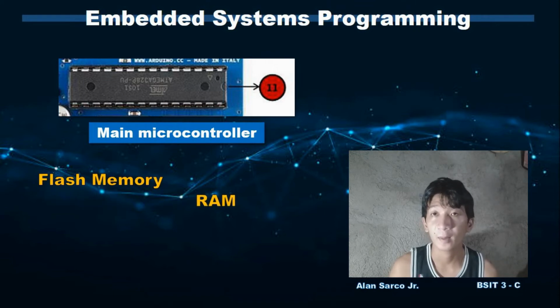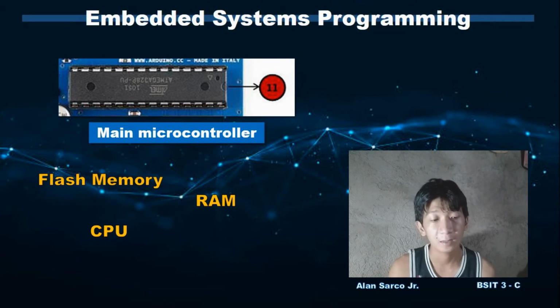Next, the RAM or random access memory of 2 kilobytes. This is the runtime memory. Next is the CPU, Central Processing Unit. It controls everything that goes on within the device. It fetches the program instructions from flash memory and runs them with the help of RAM.